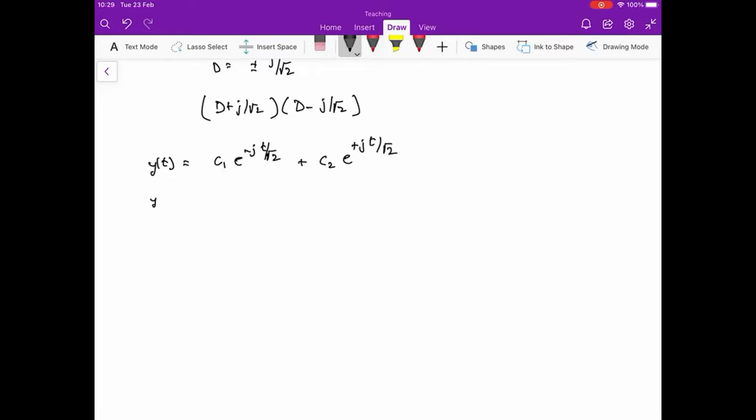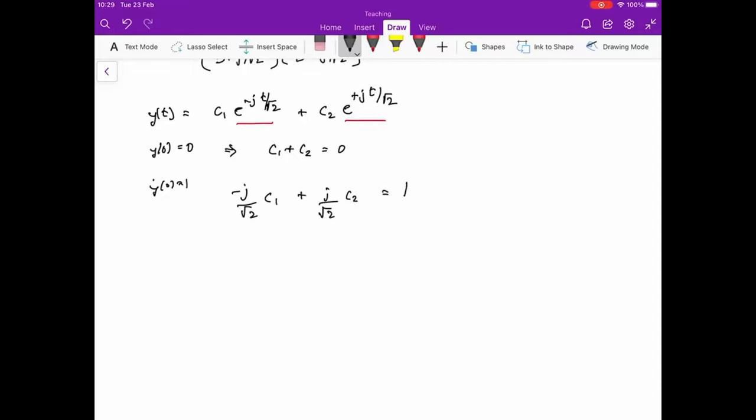To set that, first we said y of 0 equals 0. When you set t to 0, this term becomes 1, this term becomes 1. And so we get the equation C1 plus C2 equals 0. And then the other one is y dot of 0 equals 1. If we expand that, we get minus j over root 2 C1 plus j over root 2 C2 equals 1.